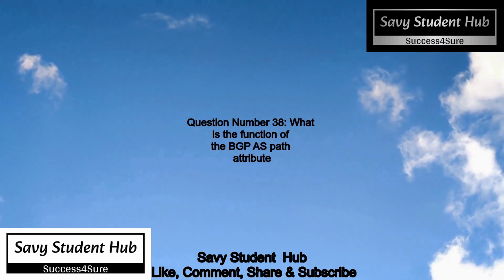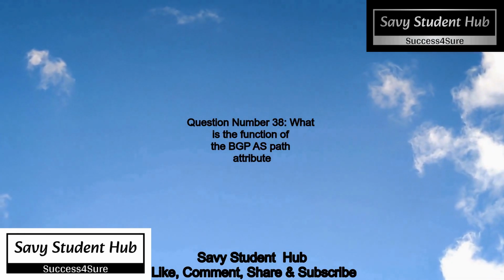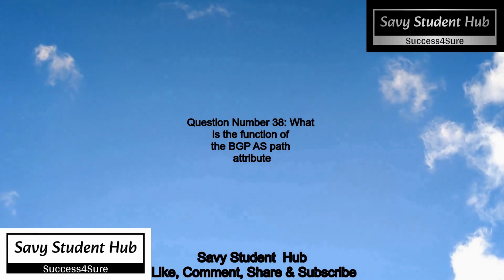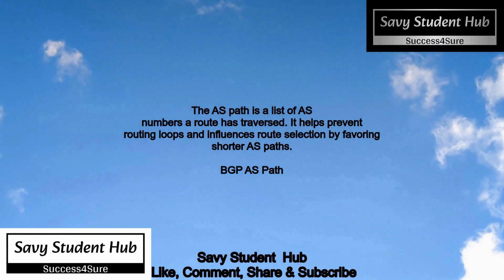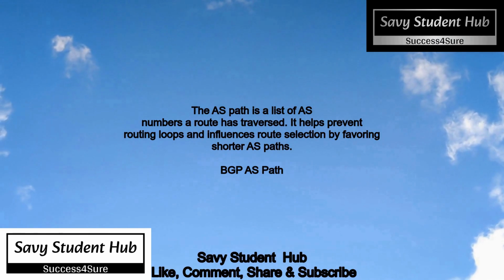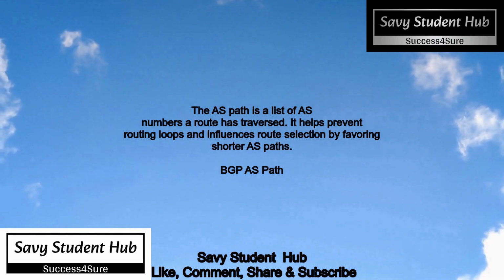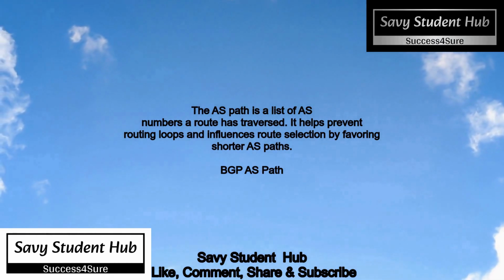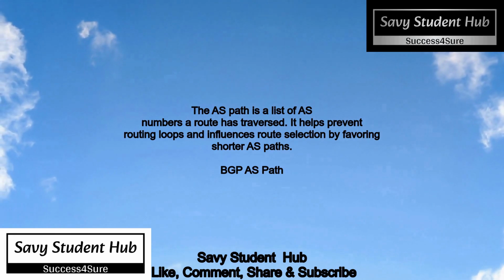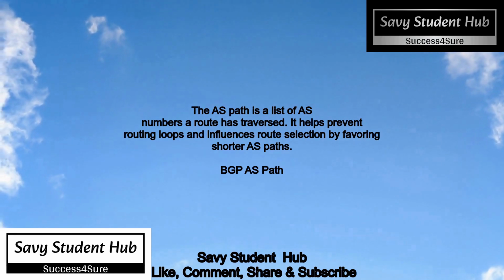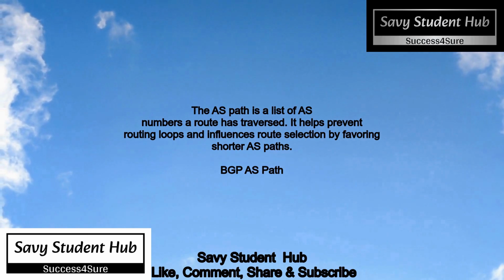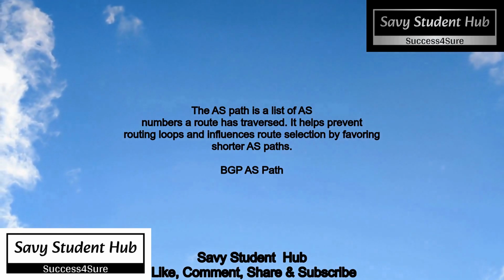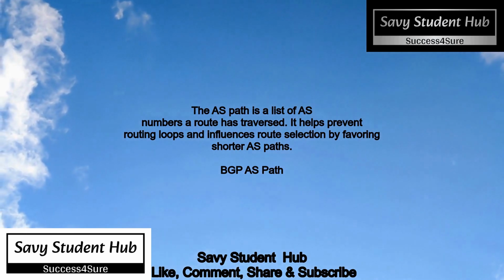Question number 38. What is the function of the BGP AS path attribute? The AS path is a list of AS numbers a route has traversed. It helps prevent routing loops and influences route selection by favoring shorter AS paths.